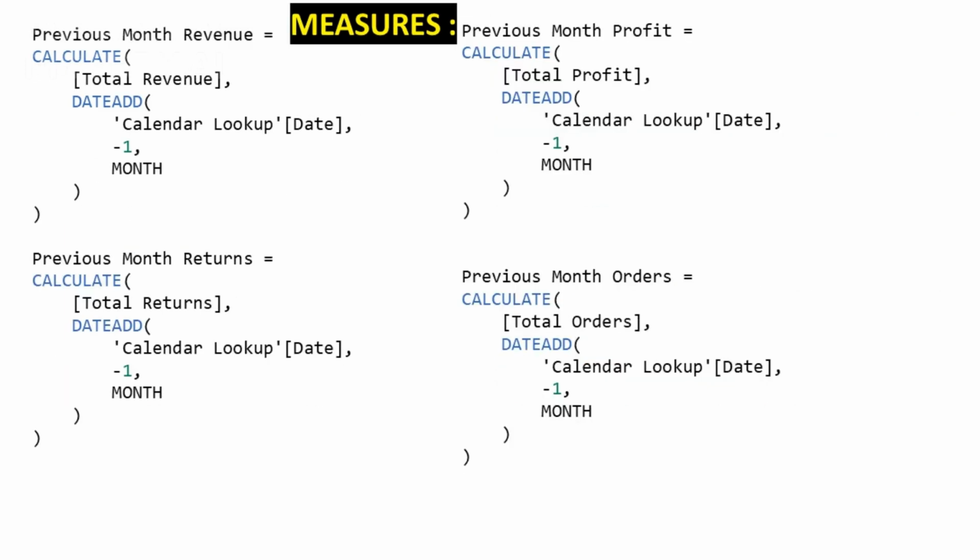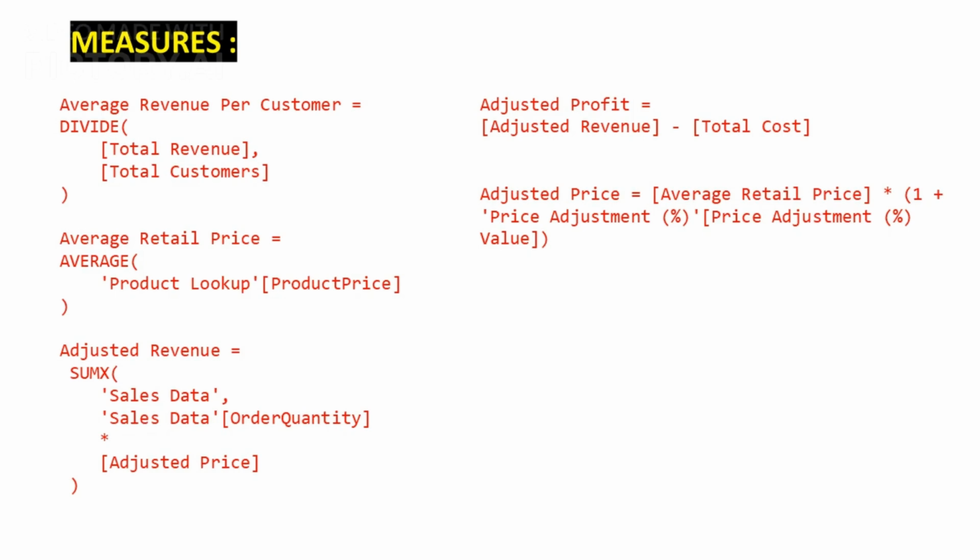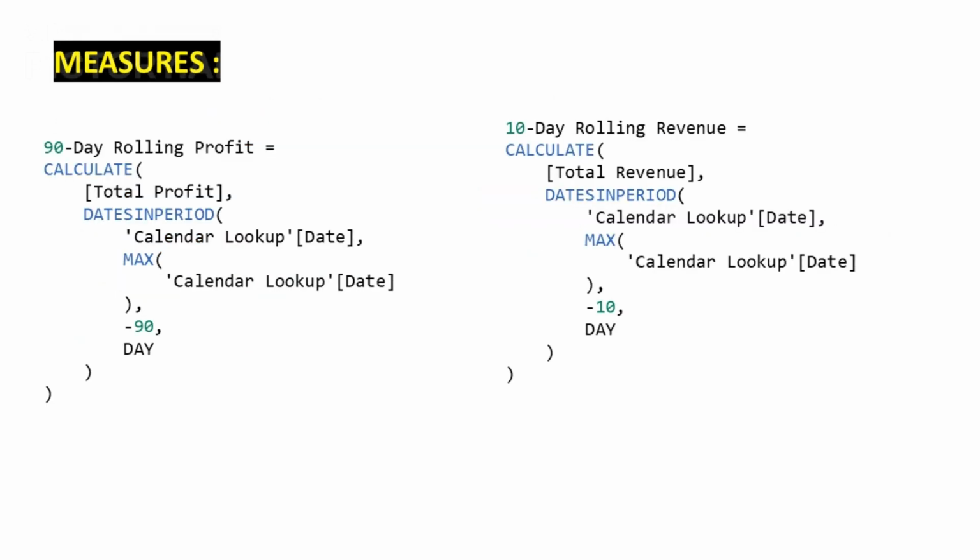We calculate previous month revenue, profit, returns, and orders using the DATEADD function to shift the date context. These measures calculate the overall average retail price, high-ticket orders, and bulk orders by applying specific filters. Here, we adjust revenue and profit calculations by incorporating price adjustments and calculating average retail prices. These measures calculate 90-day and 10-day rolling profit and revenue to track performance over time.